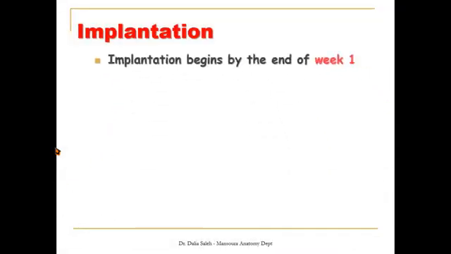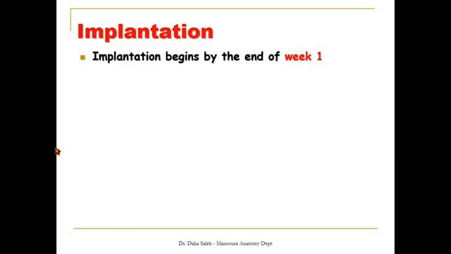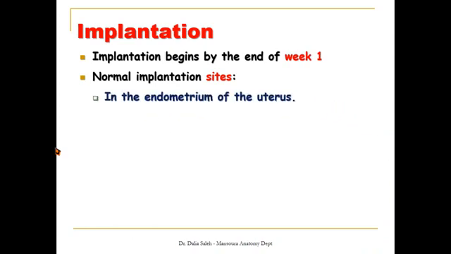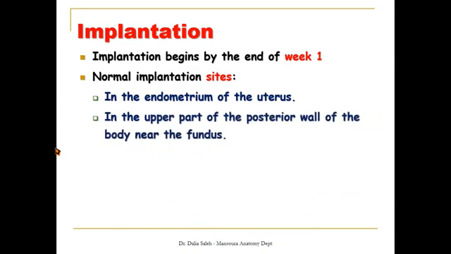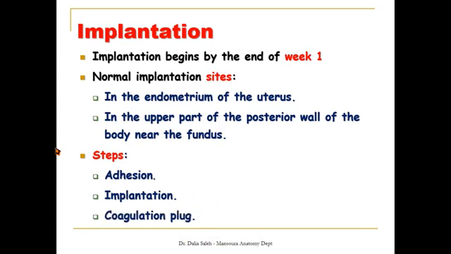So let's talk a little bit about implantation. Implantation begins by the end of the first week of development. We need to know the normal implantation sites. First, it is inside the endometrium of the uterus, or the inner lining of the uterus, at the upper part of the posterior wall of the body near the fundus. It goes through these steps for implantation. First, we have adhesion of the blastula to the endometrium, and then implantation, and then formation of the coagulation plug.